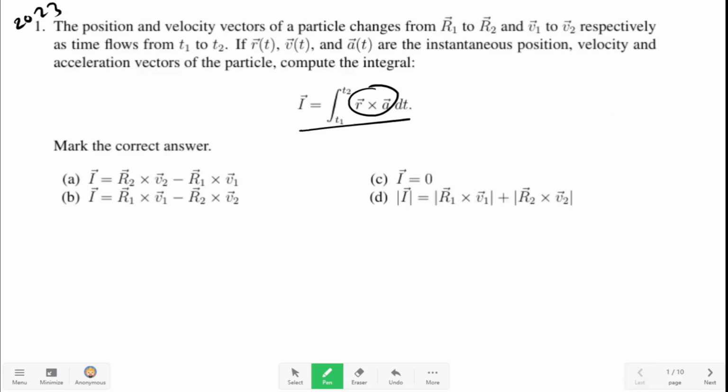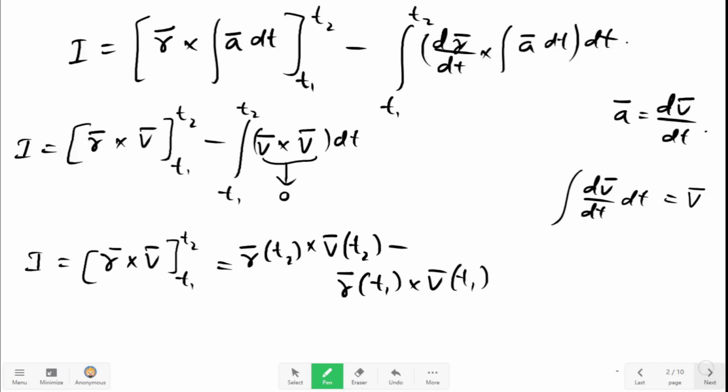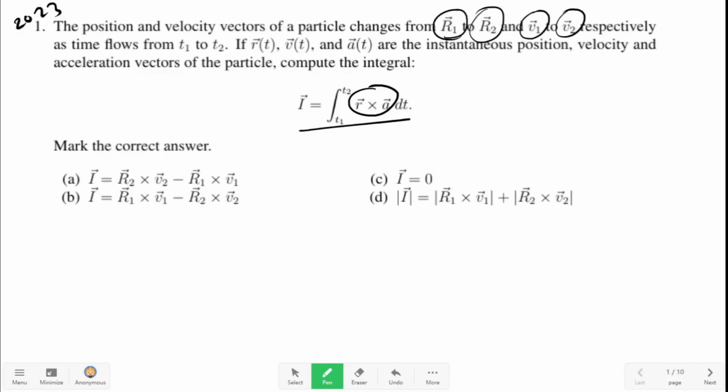Now in the question it is given that the position vector at the time t1 is r1, the position vector at the time t2 is r2, the velocity at the time t1 is v1, the velocity at the time t2 is v2. Therefore if we substitute these things here, we will get I is equal to r2 cross v2 minus r1 cross v1. Therefore the correct option here is option A.